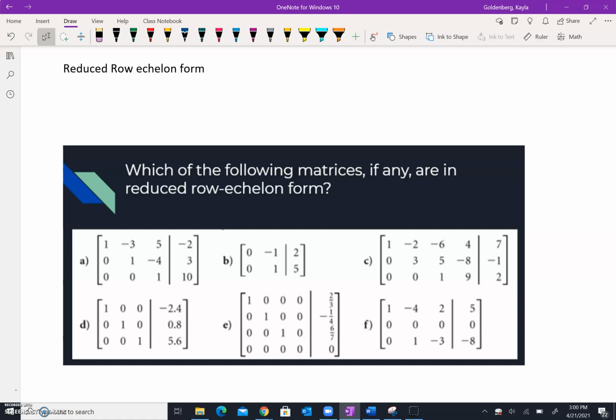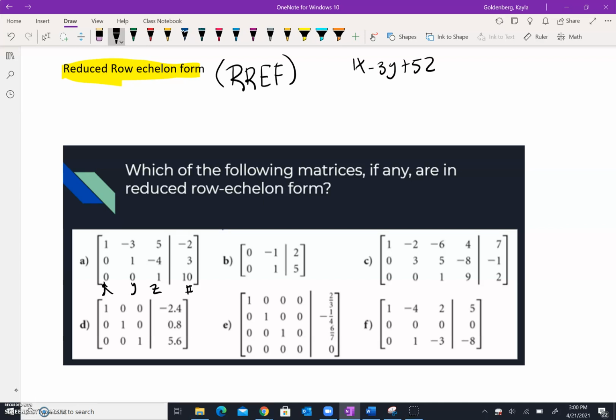So this next idea is called reduced row echelon form, and it's kind of like a big mouthful. The acronym is RREF. And what reduced row echelon form means is, remember, we've got coefficients for x, coefficients for y. So I'll put this here like x, y, z, and then your number, right? So the first one is corresponding to a system 1x minus 3y plus 5z is equal to -2, right? That's the first equation in that top one in A, and so on.